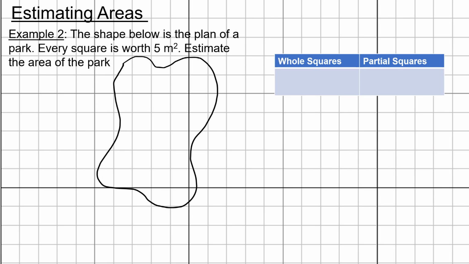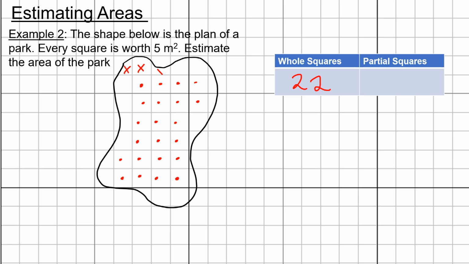Let's try another question. This is more like what you'd have in a GCSE, but it's the same method. The first thing I'm going to do is count how many whole squares I have. So I've got 1, 2, 3, 4, 5, 6, 7, 8, 9, 10, 11, 12, 13, 14, 15, 16, 17, 18, 19, 20, 21, 22. So 22 whole squares. Now let's look at the partials.